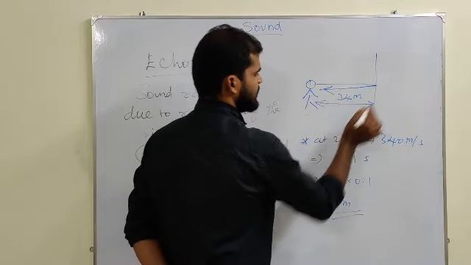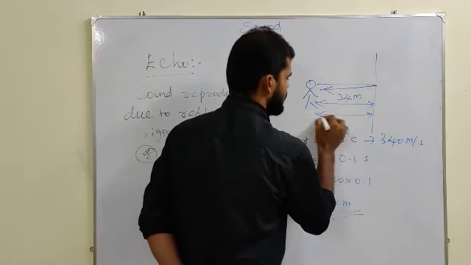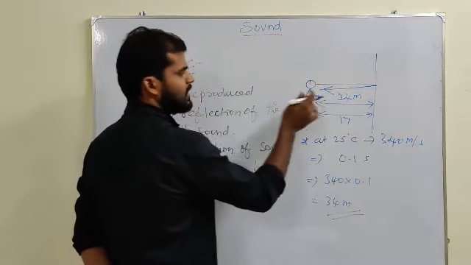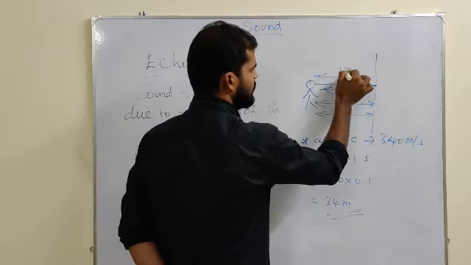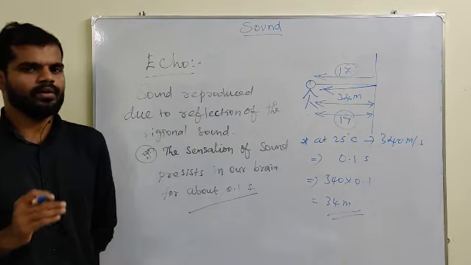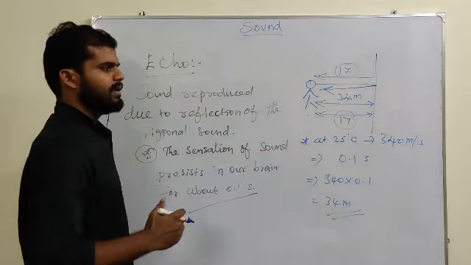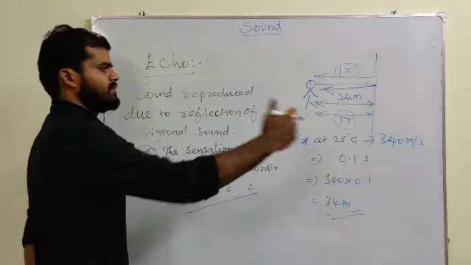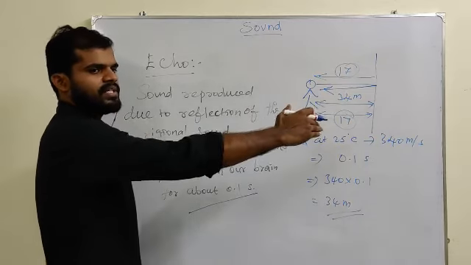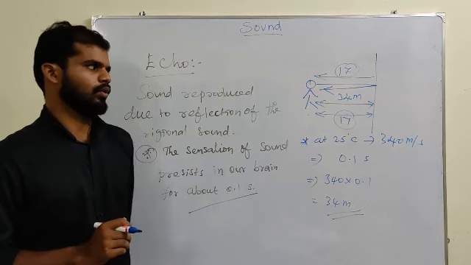The man to the wall should be 17 meters, and the wall back to the man should be 17 meters. So altogether we have 34 meters to get a clear echo, right? So when we stand in front of an object and speak, the gap between the man and the object should be 17 meters. The sound travels 17 meters and reflects back 17 meters, so that we can get a clear echo.